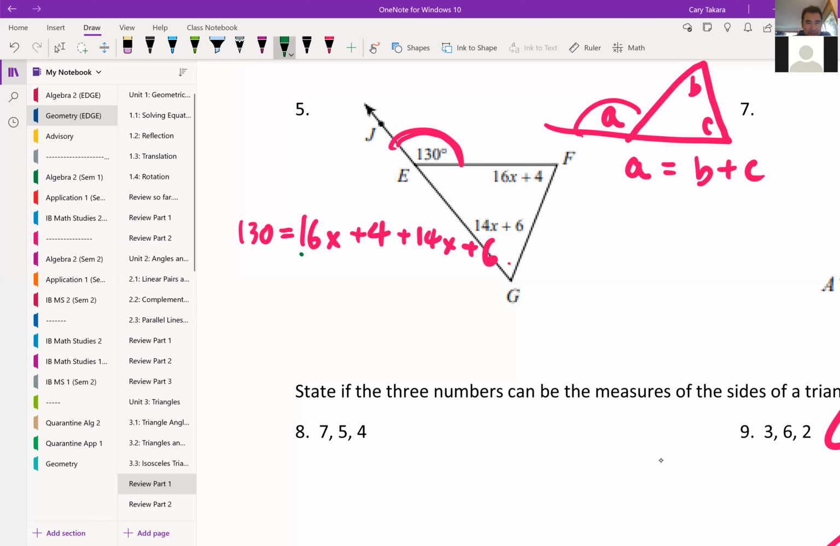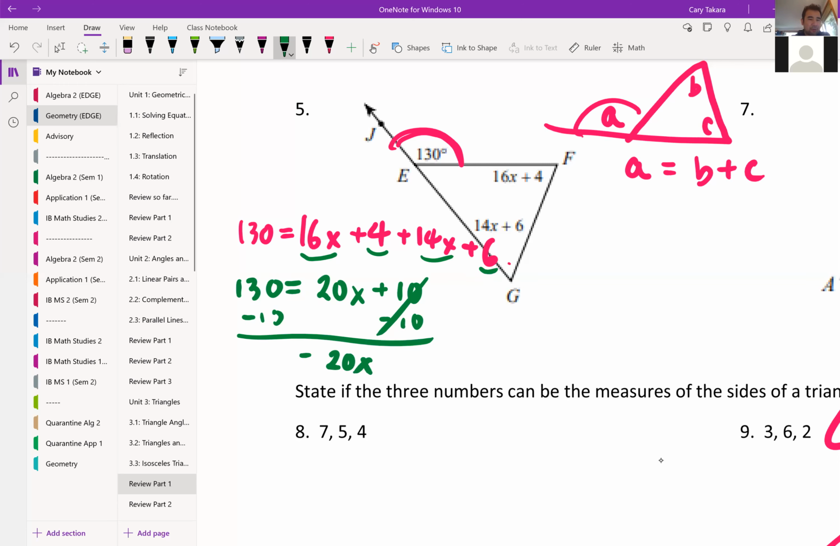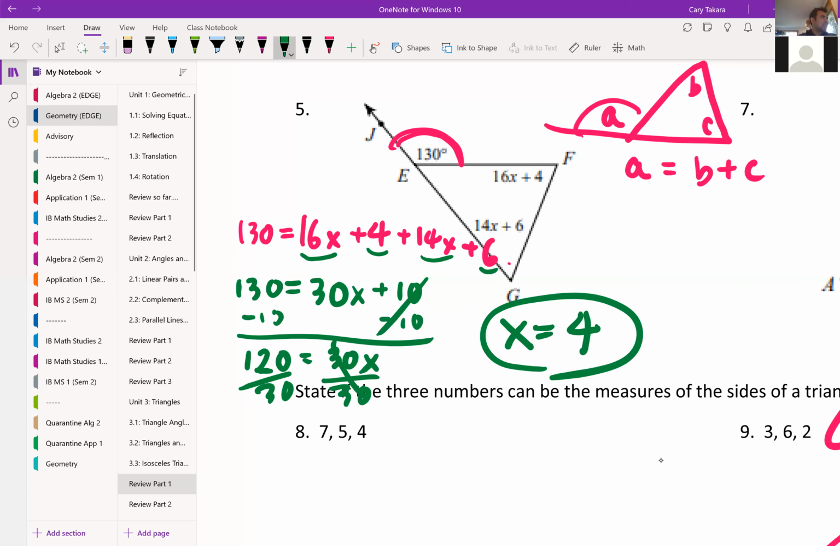Let's keep going. Now 16x and 14x are on the same side of the equal sign, so you just combine them. 16x plus 14x is 30x. 4 plus 6, again on the same side, is 10. That's equal to 130. Subtract 10 on both sides. So 30x equals 120. And then divide by 30 on both sides. You get x equals 4. Did you guys get that?